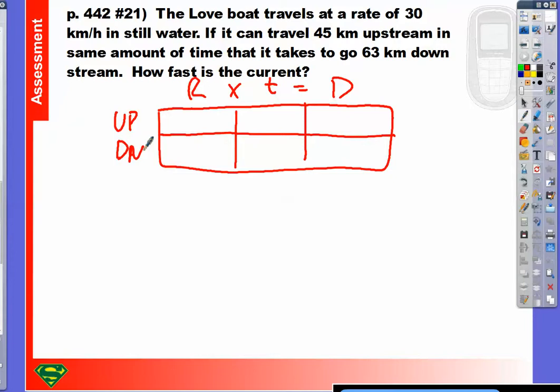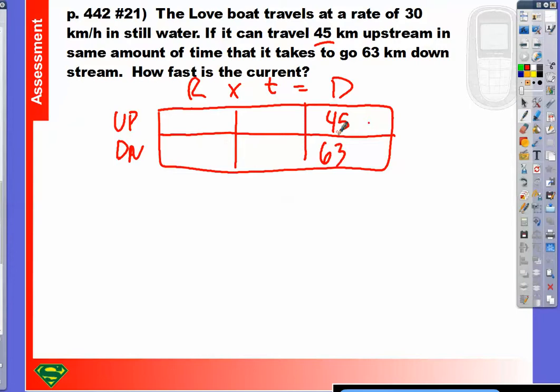All right, so let's fill in the parts that I know for certain. What is my distance downstream? Yvonne? Downstream is 63. Levi, what is my distance upstream? 45. Sorry. That's okay.